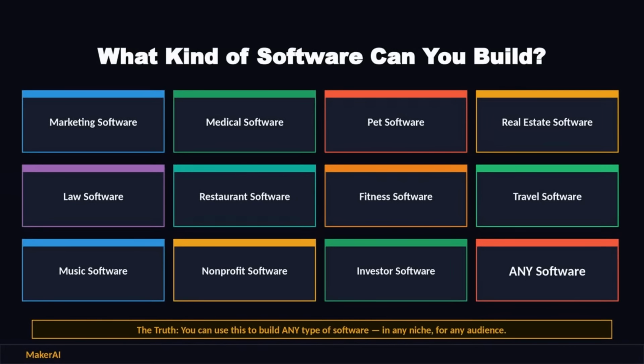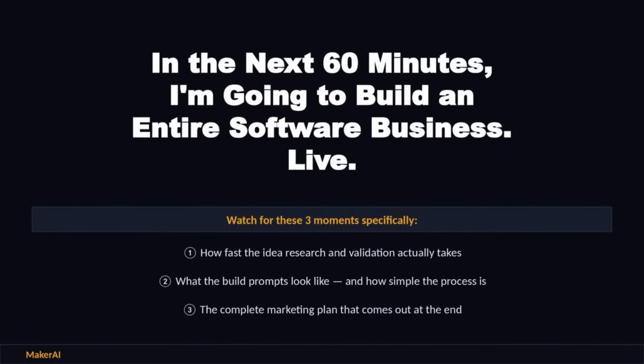Now, what type of software can you actually build? Well, you can build marketing software, medical, pet, real estate, law firm, restaurant software, fitness, travel, music, nonprofit, investor. The truth is you can build any type of software in any niche for any audience. So if you're wondering, can I build a software for my niche? Maybe it's something kind of different or, quote unquote, weird. We have the number 1 community for AI software building, and I've seen it all. You can build any software in any niche. And that's the beauty of what we're going to show you here today.